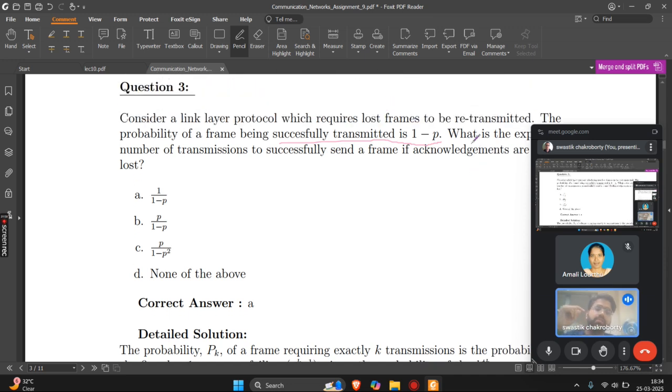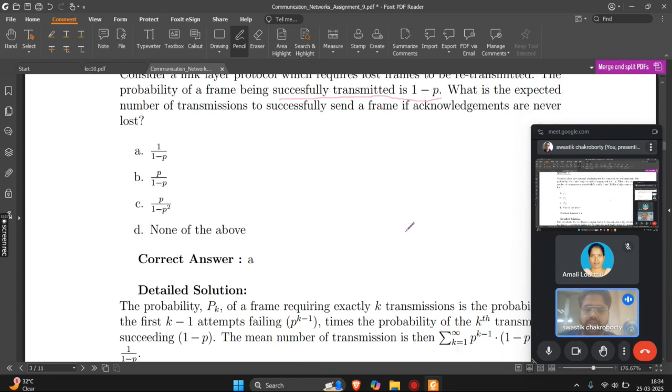So the thing is, if you can successfully send a frame, the question assures that the acknowledgement will always come back. So the acknowledgement maybe has a dedicated channel where there is no collision. So we will assume the acknowledgement will always come back. But the lost frames, that is the frames that have undergone collision, will need to be retransmitted till the time it reaches the destination without collision.